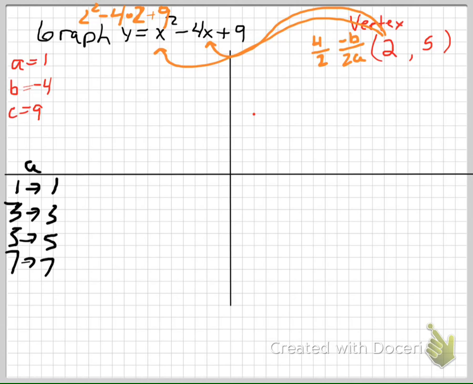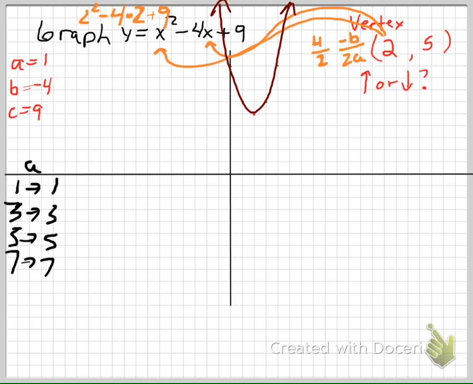So from our vertex, we go up 1, up 3, up 5, and that's all I have room for on my graph. And you can see my little green dots that help me trace my parabola. 1, 3, 5. Just like that. Okay? Vertex and 1, 3, 5, 7. Let's look at the pieces.